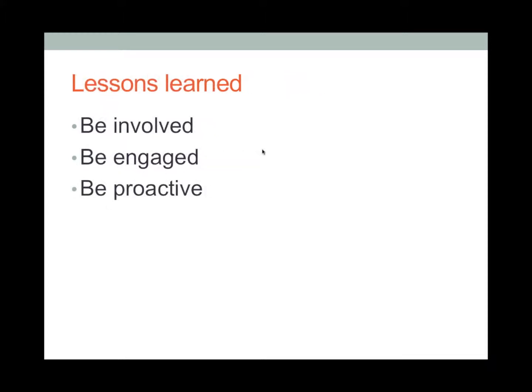So regarding the lessons that have been learned, you can imagine that if I weren't very proactive, I would have inherited a very elongated reading room with very poor furniture, and that's what I would have gotten. So being involved, being engaged, and being proactive is very important to make sure that your reading rooms are optimized.